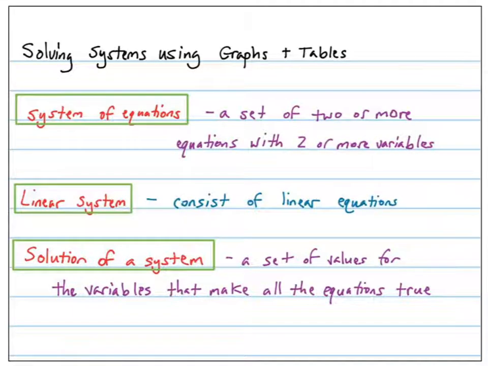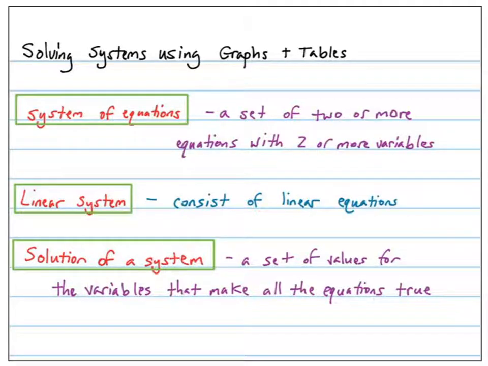So here we're talking about solving systems using graphs and tables. A system of equations is a set of two or more equations with two or more variables. A linear system consists of linear equations. The solution of a system is a set of values for the variables that make all the equations true.